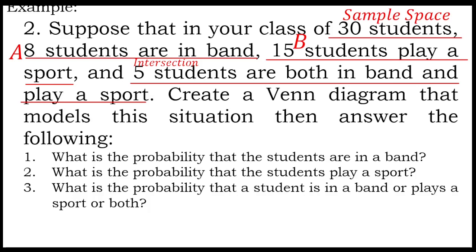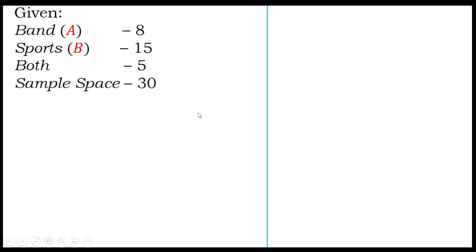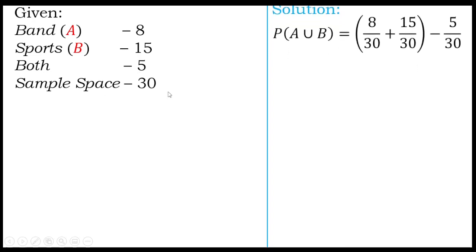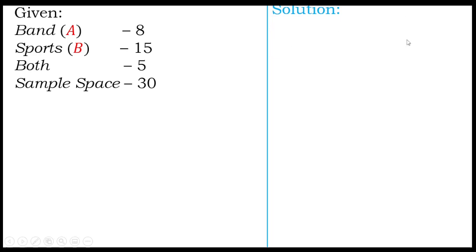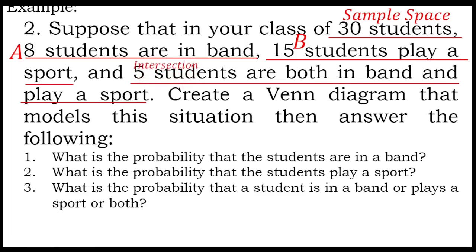Now, let's solve for number 3. Now, we know that we have 8 students in band, 15 students in sports, 5 in both, and the total sample space is 30. Next, we have now the probability of the union of A and B. Where did the 8 over 30 and 15 over 30 come from? They came from our answers to questions 1 and 2. Remember, our answers in 1 and 2. So, number 1, our answer is 8 over 30.